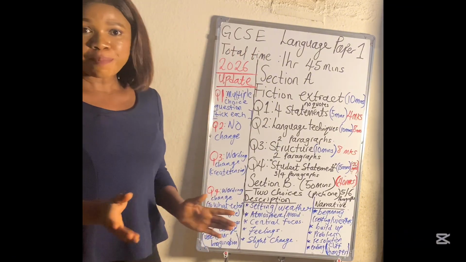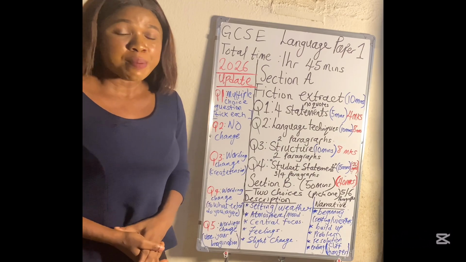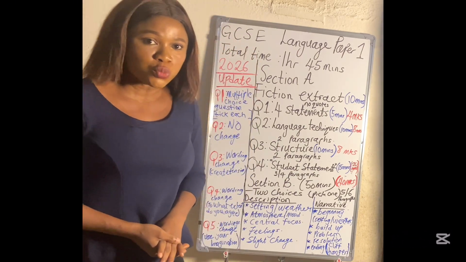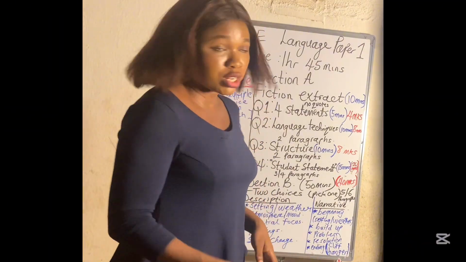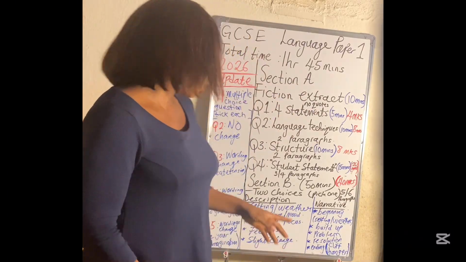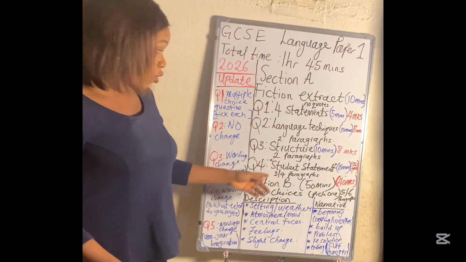So remember, when you are doing your GCSE paper 1, remember to be strategic. Don't be tense, no tension. Be strategic with your time. Be strategic with your answers. Know that your question 1 is 4 statements, your question 2 is 2 paragraphs talking about the language techniques, your question 3 is talking about structural language features. Then you have to write 2 paragraphs.